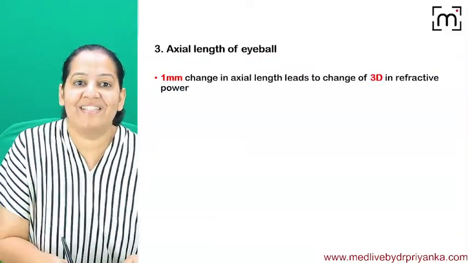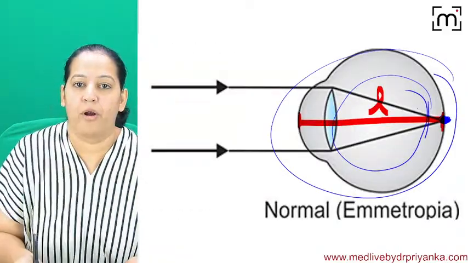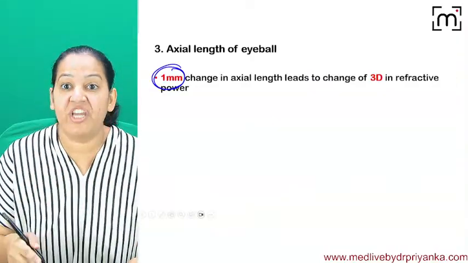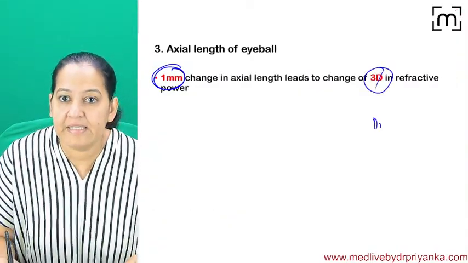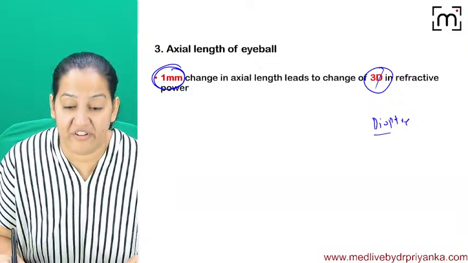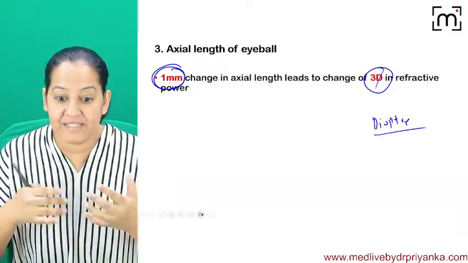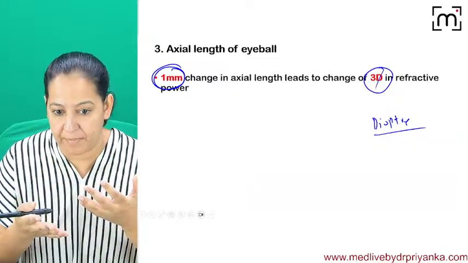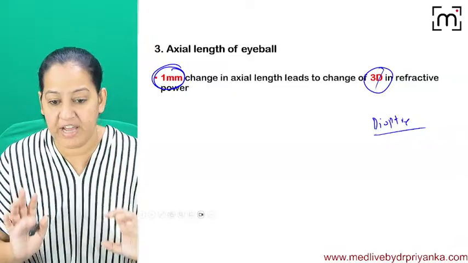So any change of 1 millimeter in the axial length of the eyeball, 1 millimeter increase or 1 millimeter decrease, will change the refractive power of the eye by 3 diopter. D is diopter, the unit in which we measure the refractive power of the eye. You use spectacles, so spectacle power is in diopter. You know how many diopter power you have in your eye if you are myopic, or your parents or grandparents are hypermetropic. So the diopter is the unit.